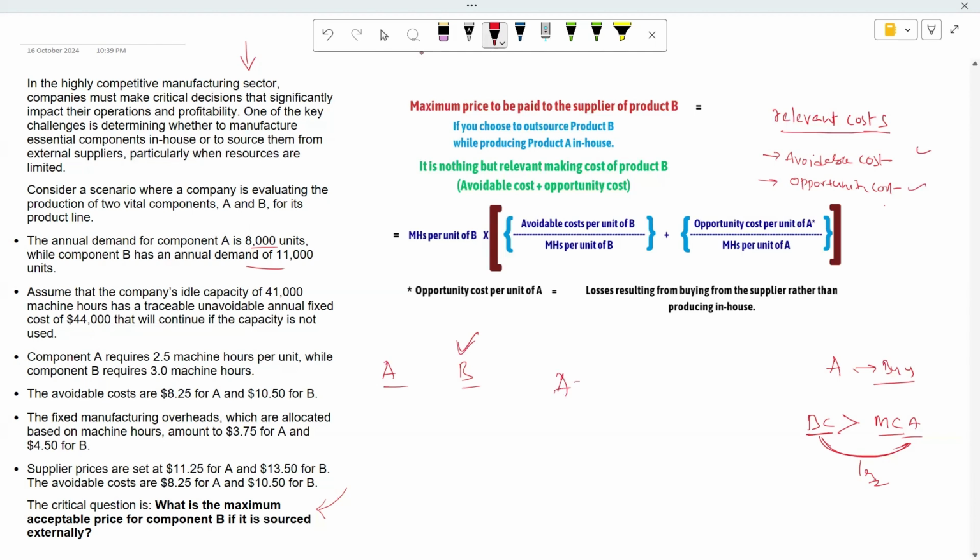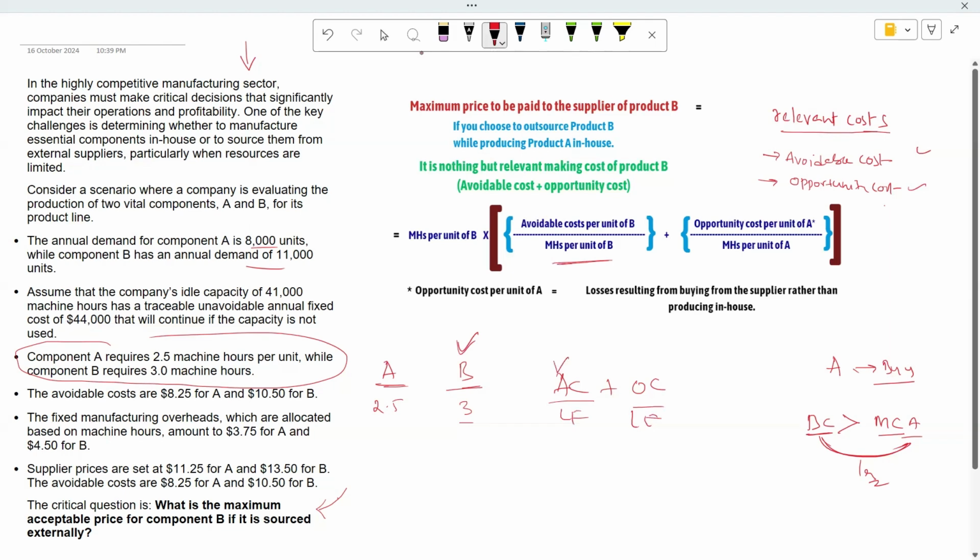We cannot take avoidable cost and opportunity cost directly, because components A and B take different machine hours. Component A is taking 2.5 machine hours. Component B is taking three machine hours. So this question is not that easy. What we have to do, as I have told you, if there is any limiting factor, we divide the amount by that limiting factor. That limiting factor is machine hours.